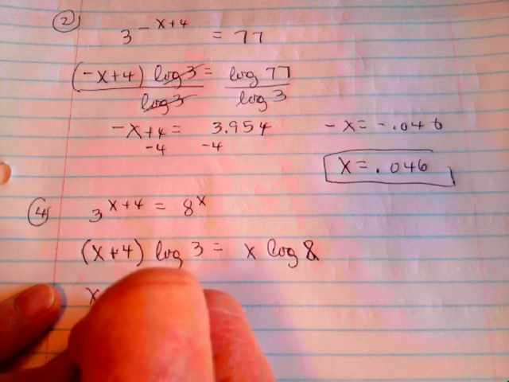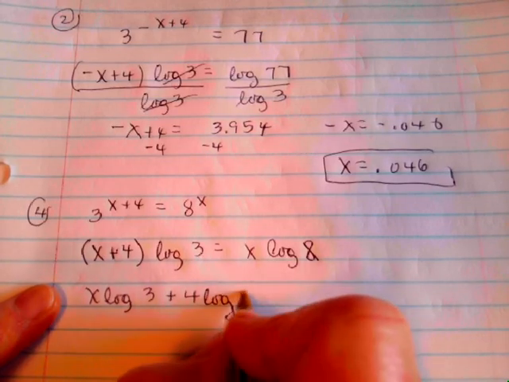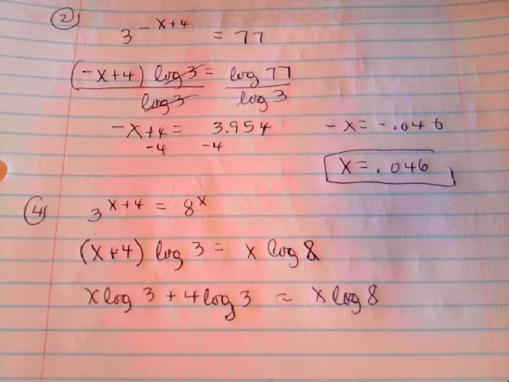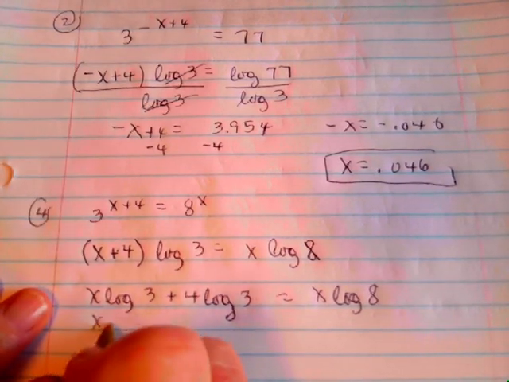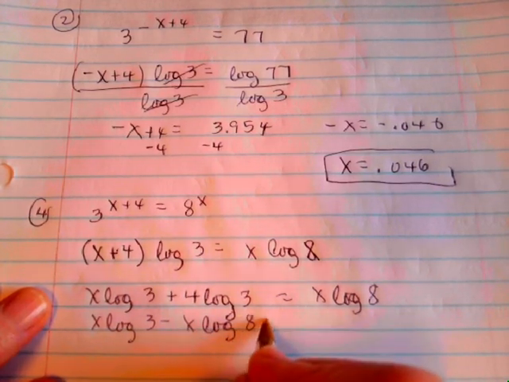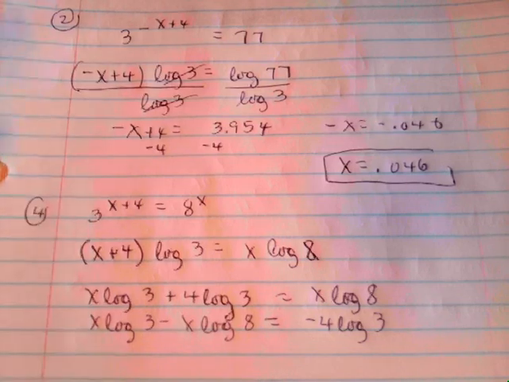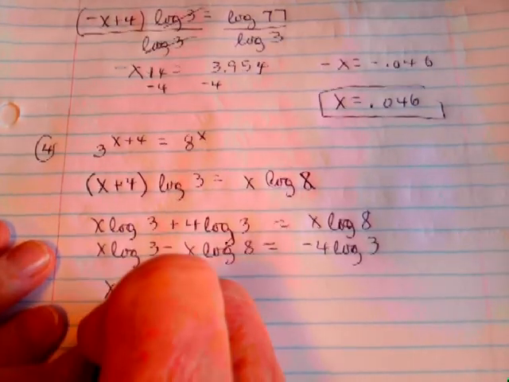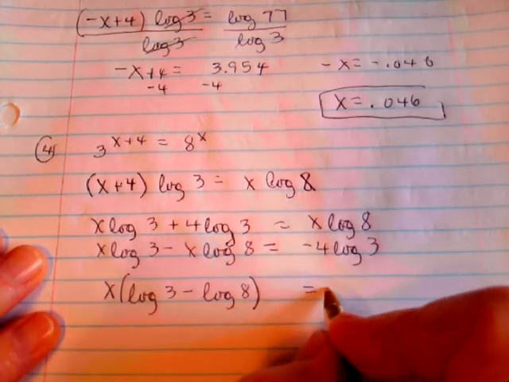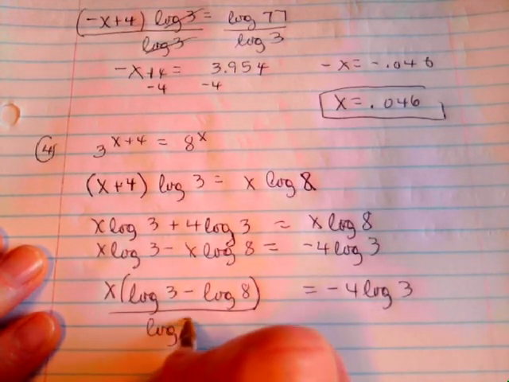Distribute over here and you'll have x log of 3 plus 4 log of 3 equals x log of 8. Subtract x log of 8 from each side. Subtract 4 log of 3 from each side. Factor out an x on the left. Divide both sides by log of 3 minus log of 8.